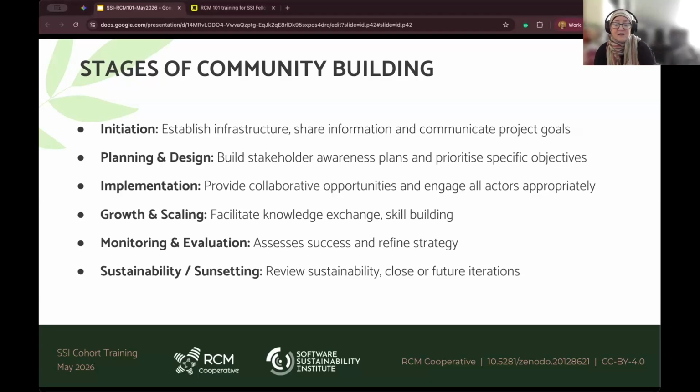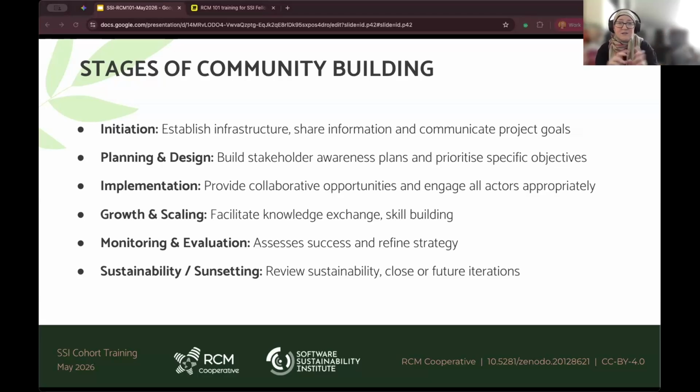Is it something that can keep sustaining? Is it something that needs to be closed, be sunset? Or are there other iterations of it? That can be something you think of at the beginning stage, because there are communities that you build where it's going to be a very short-lived type of community, and that's fine.